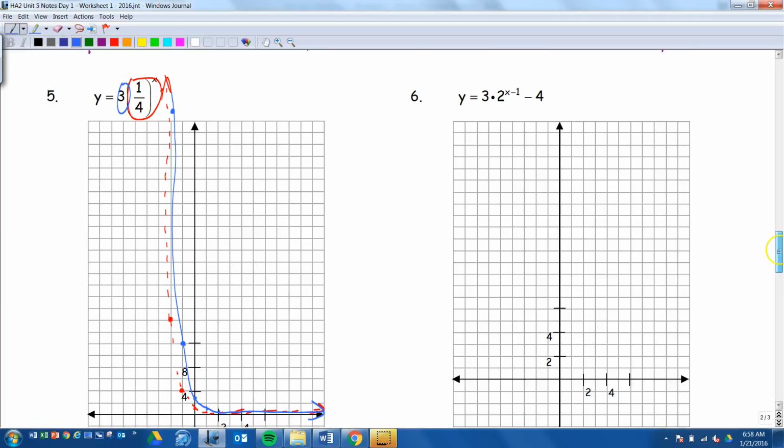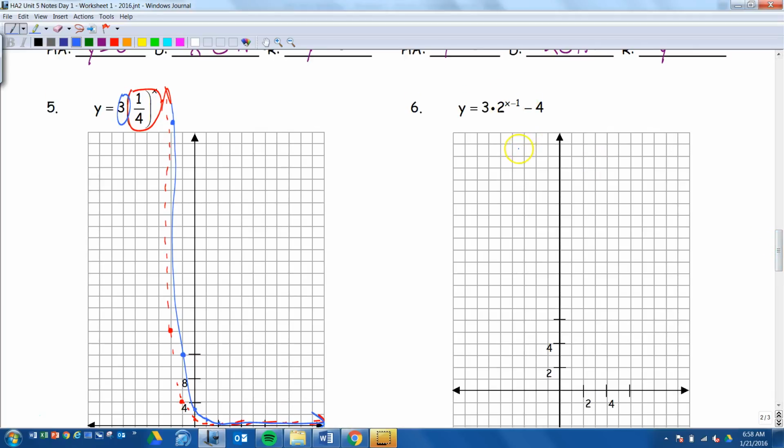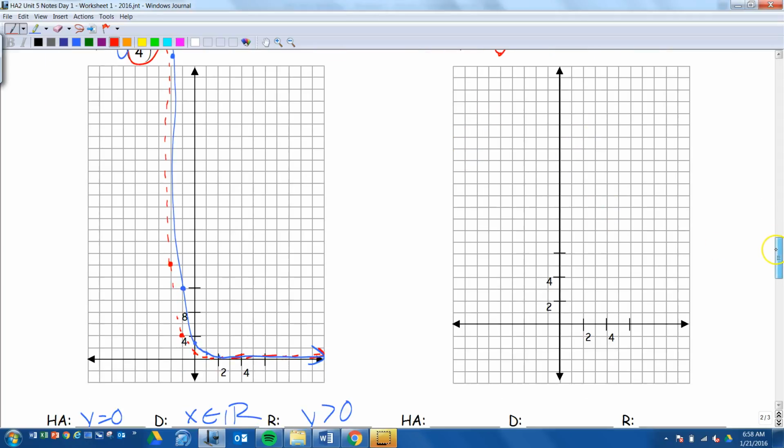Okay, this one's kind of more complex. You kind of work from the inside out. First I'm going to start with just the parent, which is 2 to the x, so I'll do that in red. We did this one already. It's when 2 to the first is 2, 2 squared is 4, 2 to the third is 8, 2 to the fourth is 16. So 8, 10, 12, 14, 16. And then we have 1/2, 1/4, 1/8. Okay, so there's my parent there.